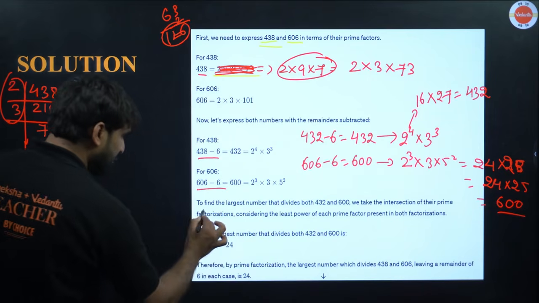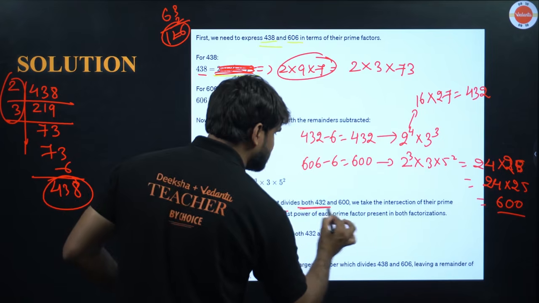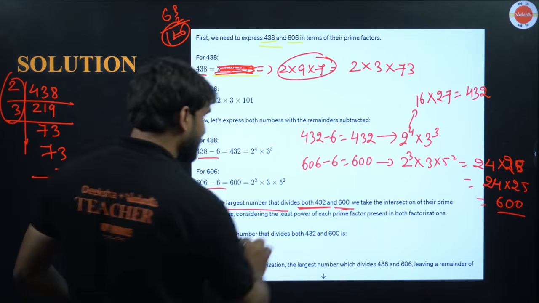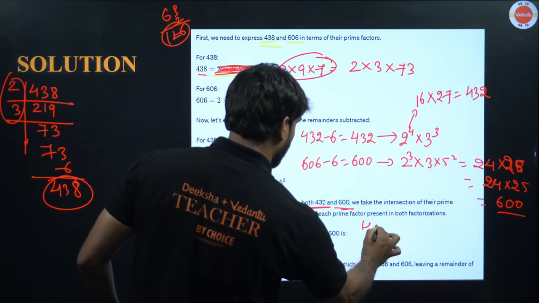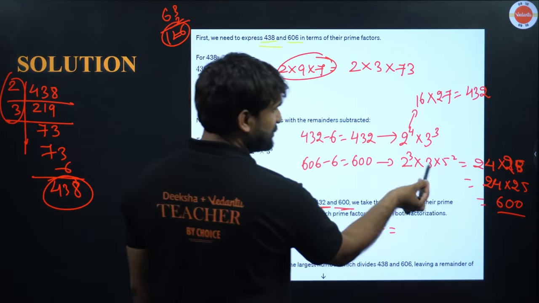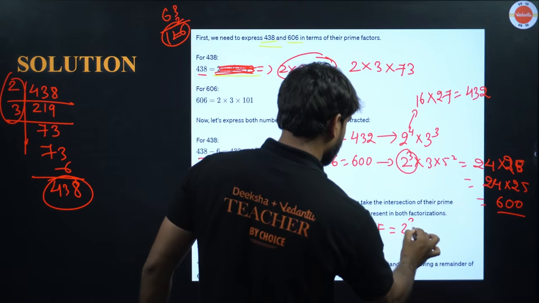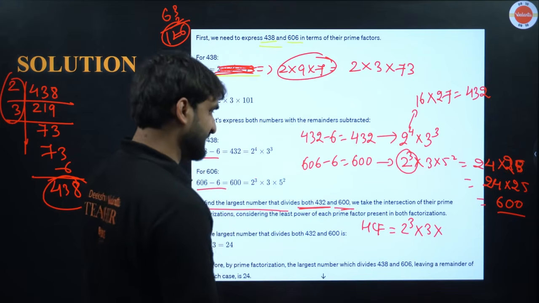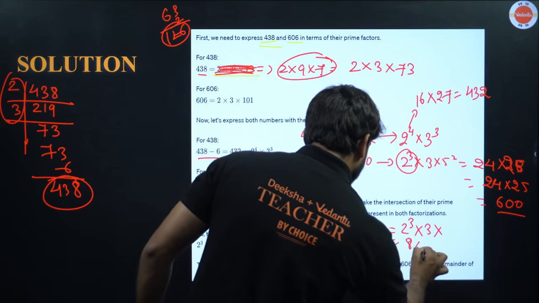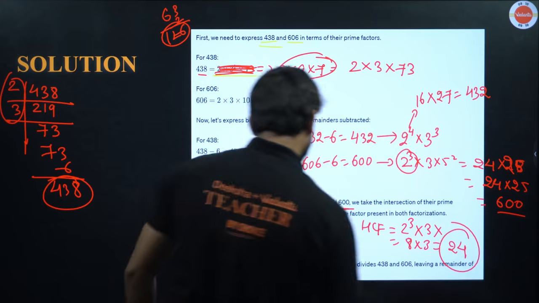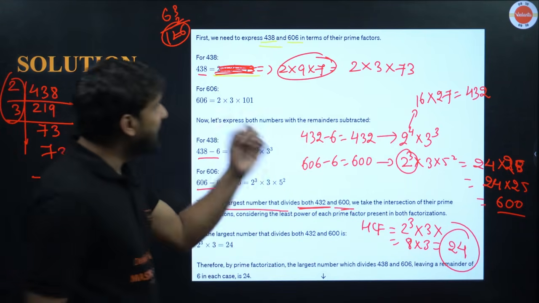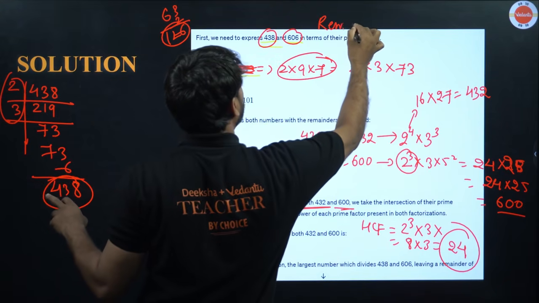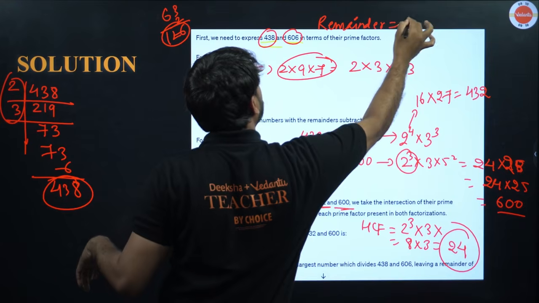So to find the largest number that divides this and this, what do we have to find? HCF, my dear. For HCF, you all know, always take the least value. So the least value will be 2 to power 3. For 3, the least value will be 3, and for 5 nothing is there. So 2 to the power 3 into 3, the answer will be 24. 24 is the number which when it divides this and this, the remainder will be 6, my dear champion.